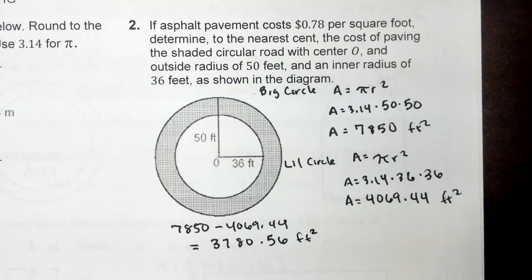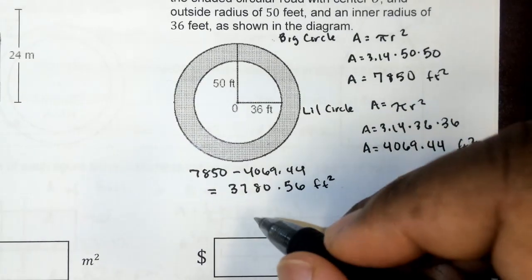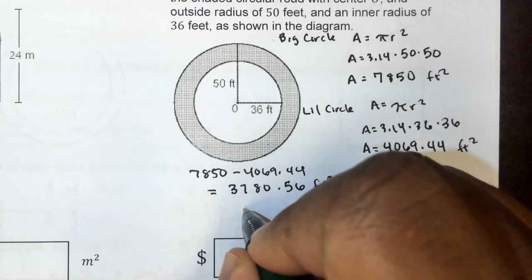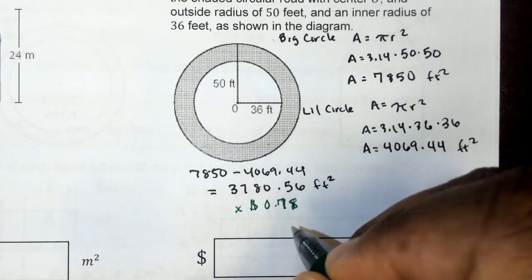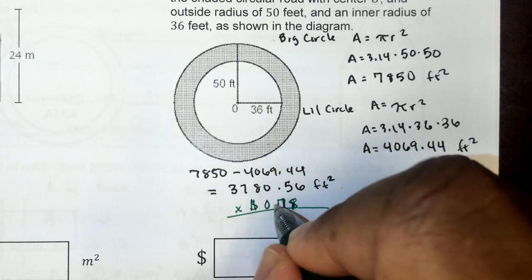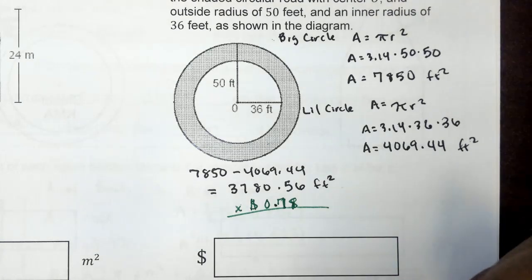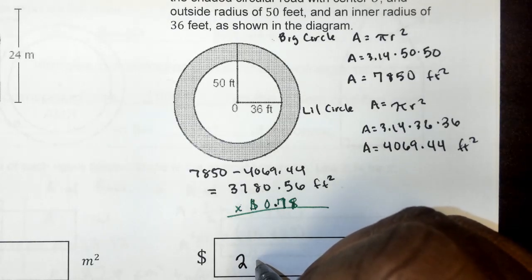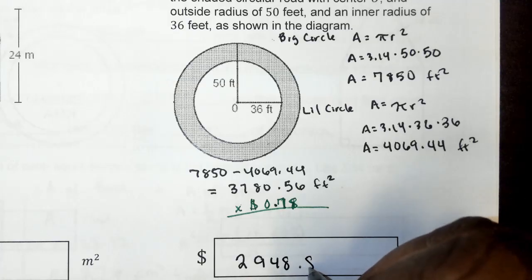This is the shaded area, and this is the area of asphalt. To figure out how much it's going to cost to pave this amount of asphalt, we're going to multiply by 78 cents per square foot. So times 78 cents. Remember, we're dealing in money, so our answer is going to be in money too. Say it as money. I'll say it for you. $2,948.84.